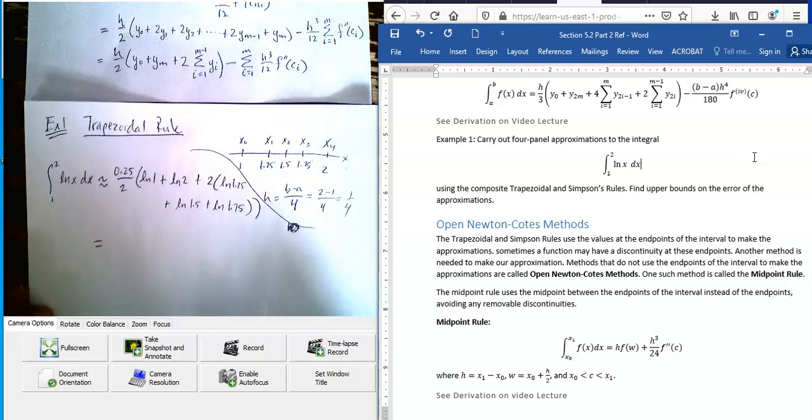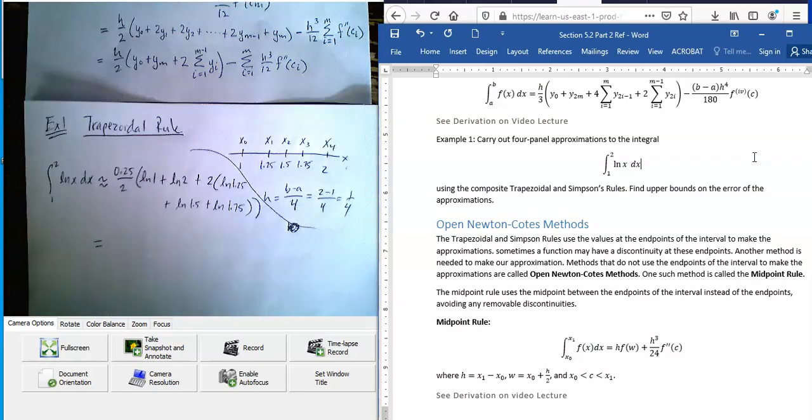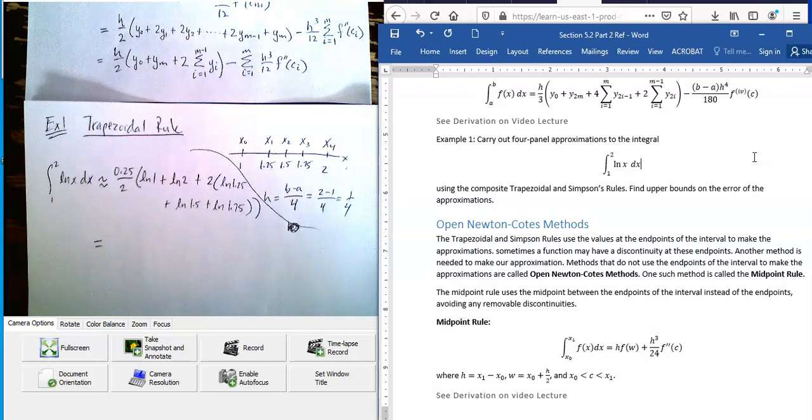So let's see what we get. Use your calculator here. 0.25 over 2 times, the natural log of 1 is 0, so we can skip that. Natural log of 2 plus 2 times the sum, natural log of 1.25 plus natural log of 1.5 plus natural log of 1.75.